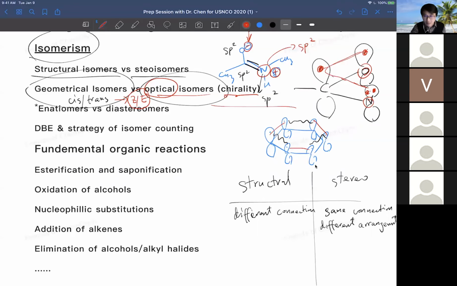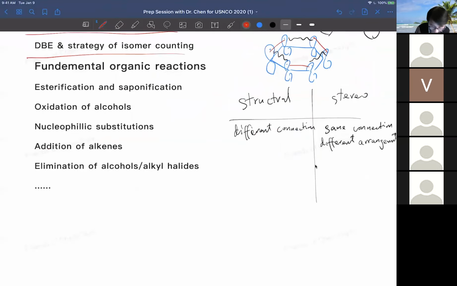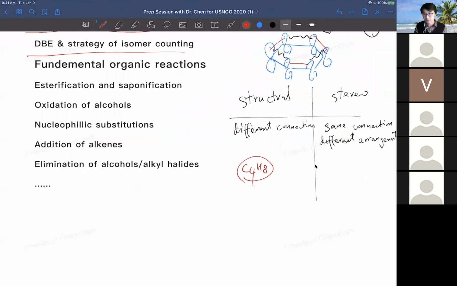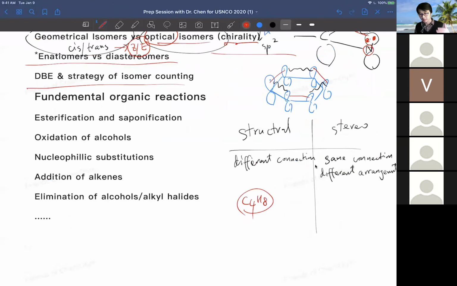So I think I need to make this clear first. Enantiomers and diastereomers are mainly assessed in the USNCO national exam. So I will skip this part here. So my key point is how to count how many isomers in total. For example, let me just give you a few examples. So can you count how many isomers does this molecule have in total, including everything? So I need to first get the answer. Secondly, you need to summarize what's your strategy.